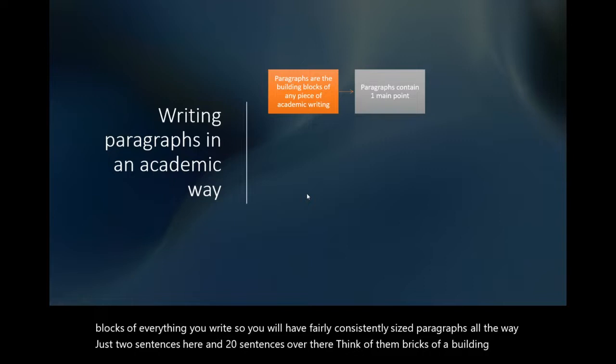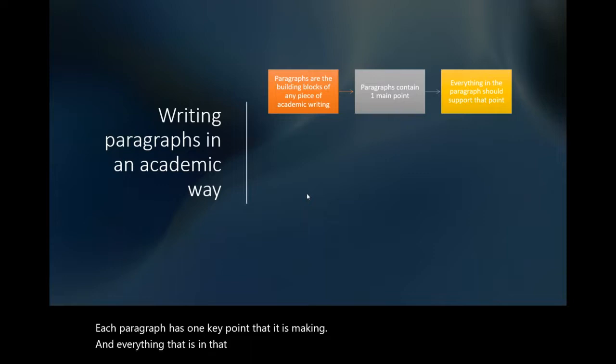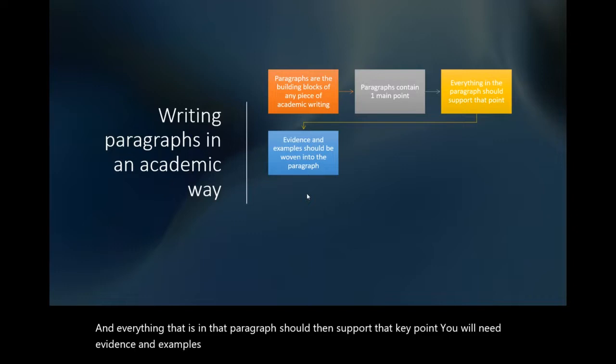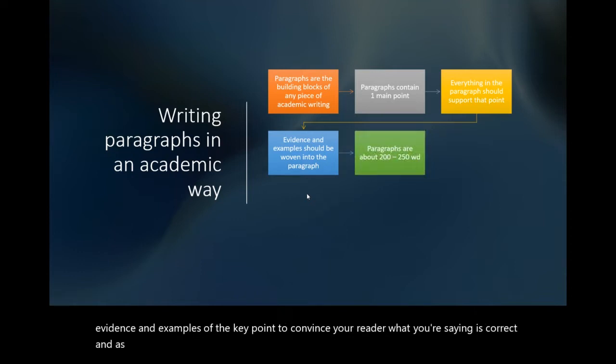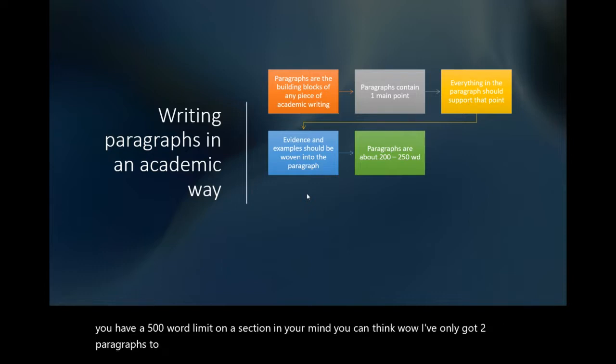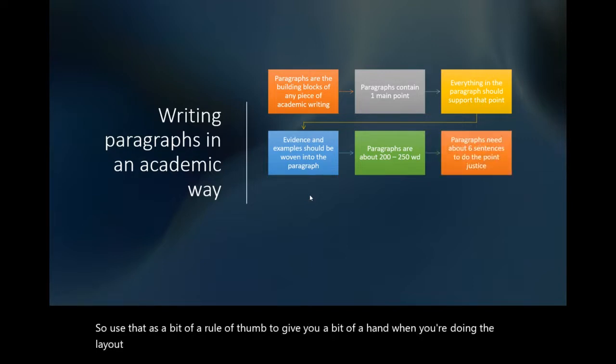Each paragraph has one key point that it is making, and everything in that paragraph should support that key point. You will need evidence and examples of the key point to convince your reader that what you're saying is correct. As a general rule of thumb, they're about 200 to 250 words long. So if you know that you have a 500 word limit on a section, you can think, wow, I've only got 2 paragraphs to write the background information I need to get done. Use that as a rule of thumb to give you a hand when you're doing the layout of your report.